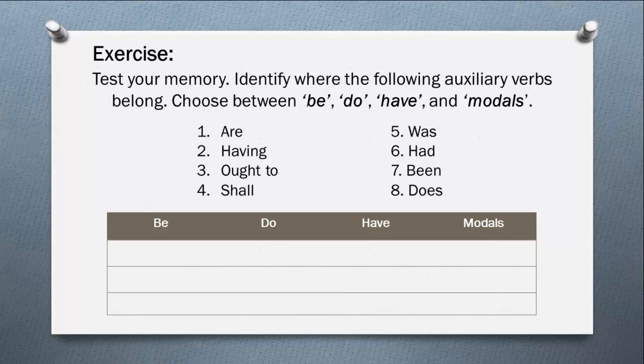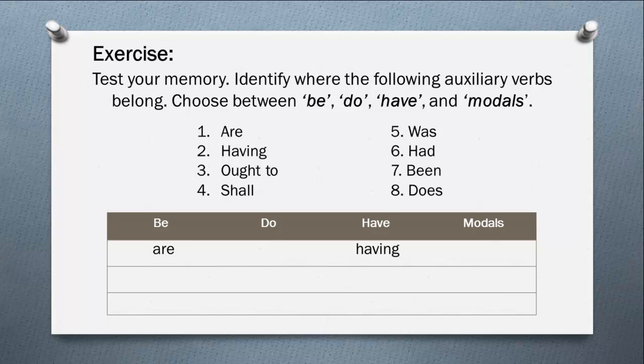Let's go now to our exercise. Test your memory. Identify where the following auxiliary verbs belong. Choose between be, do, have, and modals. Number 1, are. Are belongs to the be verbs. Number 2, having. Having belongs to the have verbs.